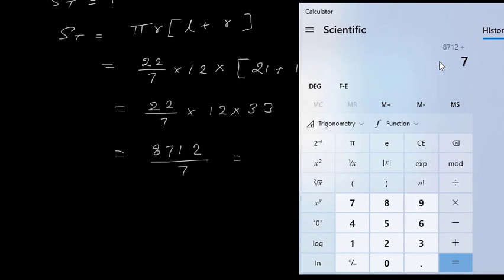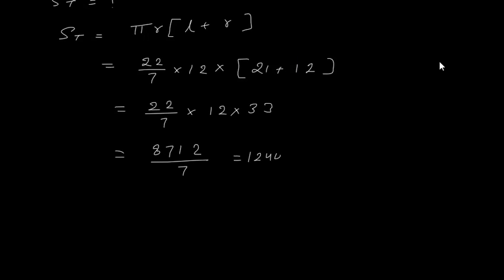So divide by 7, I will get 1244.57 meter square. Okay, now here some students, what they do, they divide 22 by 7 and they will get answers such as 3.14 something, but they will take two decimals and they stop at 3.14. Now if you do like that, then what answer you will get?